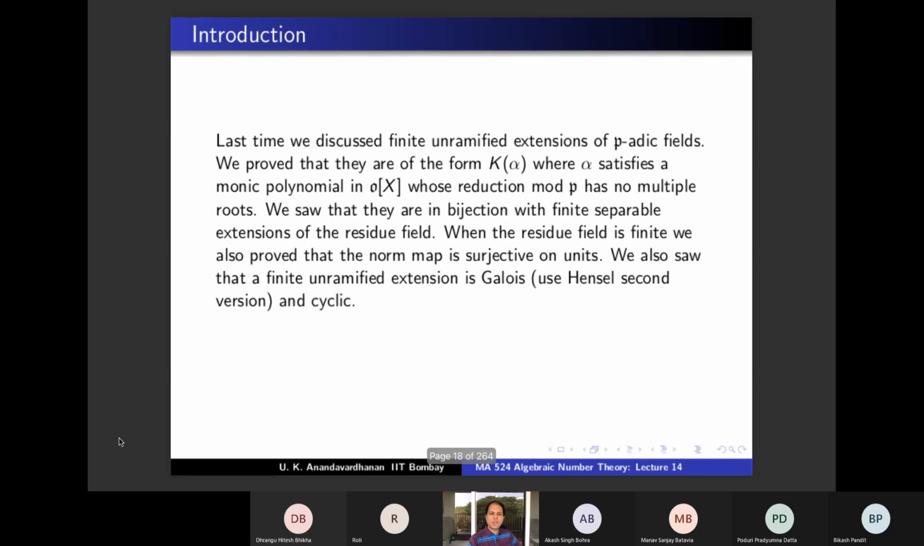From that it follows that it's Galois, and then we showed that it is cyclic because there's no kernel. The kernel is inertia, and inertia is trivial because it's unramified: inertia is a group of order e, and e is 1. The map from the decomposition group to the Galois group of residue fields is surjective, and the decomposition group is the same as the Galois group because there's only one prime. So it is cyclic. Today we are going to discuss ramified extensions. So let's start.